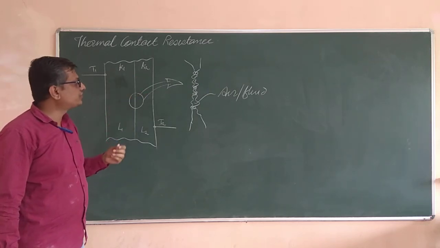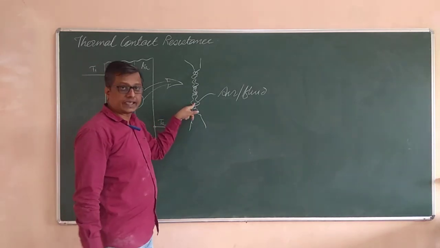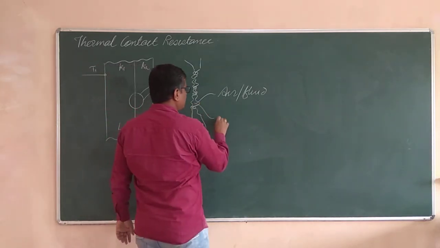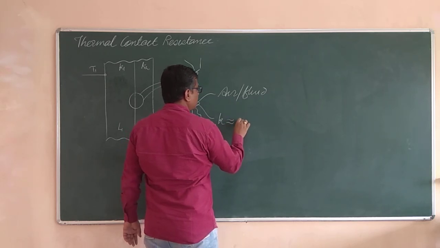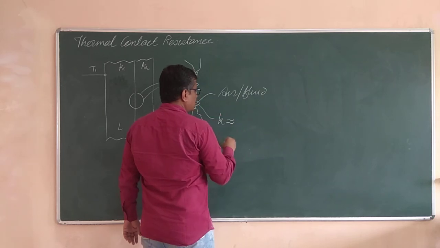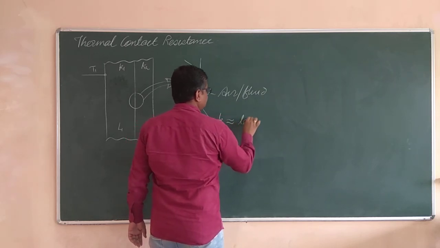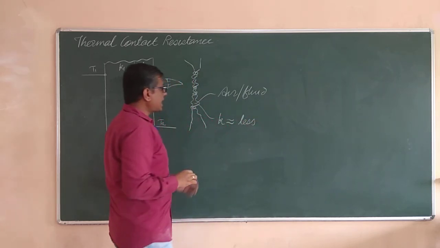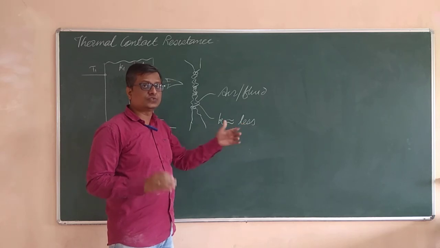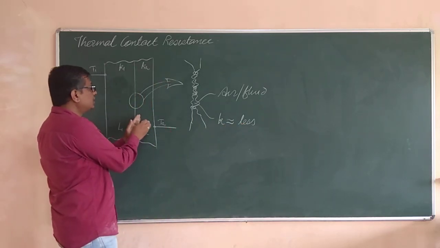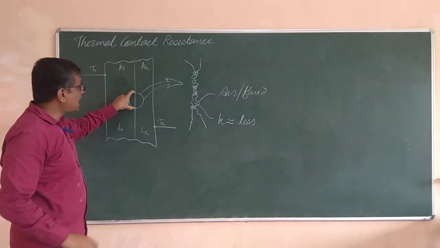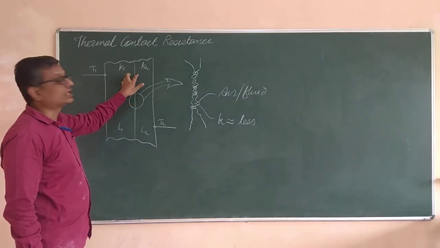This is also in the range of a few hundred. But as there is air over here, the thermal conductivity of the fluid is very close to 1 or less than 1. For air, it is 0.1 something, so it is much less. And as the thermal conductivity in this region is very low compared to the thermal conductivity of the slab over here and here, there exists a large resistance in between at the joint also.